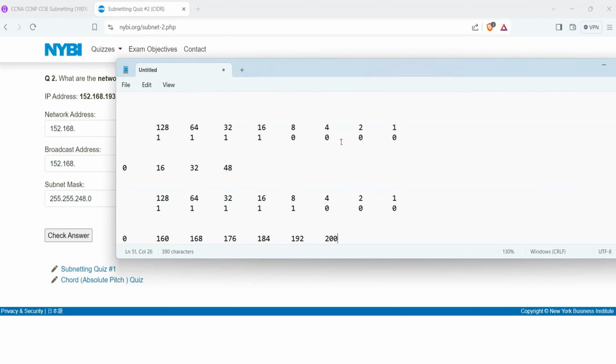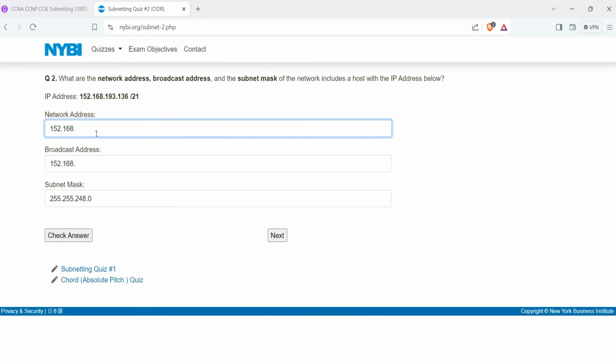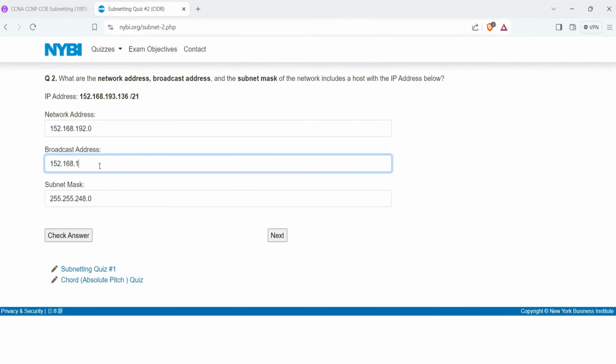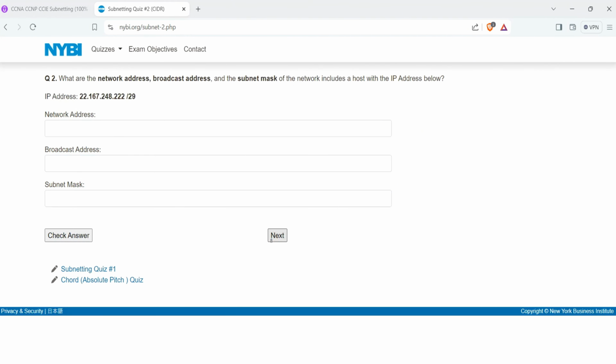So where does 193 fall under? Between 192 and 200. So 192.0 is the network ID. The next network is what? 200. So what is the broadcast? 199.255, right? And check answer. There we go. Okay, let's do more.